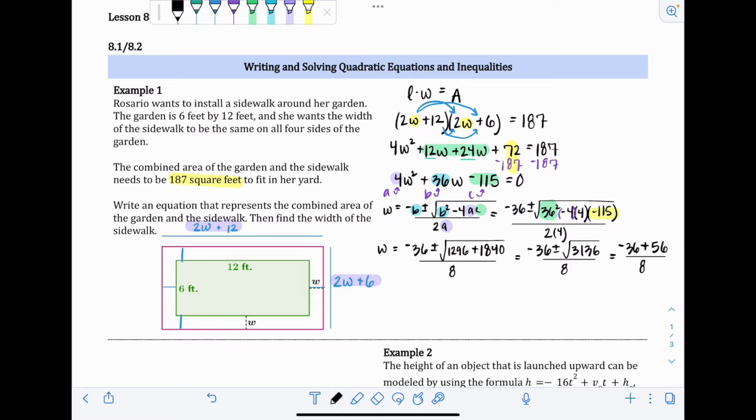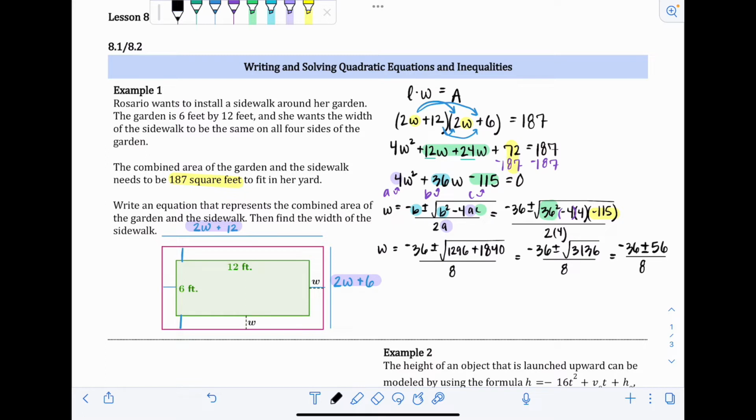Like if she's asking what the width of her sidewalk should be, I don't want to tell her her width in terms of radicals because that's super confusing. Okay, so now, oops, I forgot the minus when I fixed that. So negative 36 plus or minus 56 over 8.